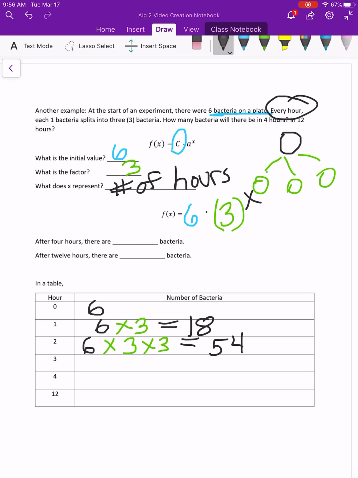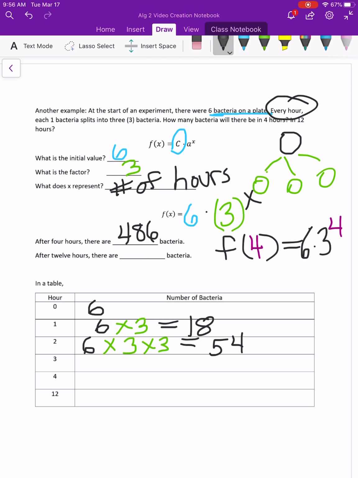So now if we want to find how many bacteria we have after 4 hours, we can just plug in 4 wherever we see an X, because the X represents hours. So instead of doing F of X, we're going to do F of 4. Wherever I see an X, I'm going to put a 4. 6 times 3 raised to the 4, and that gives me 486.